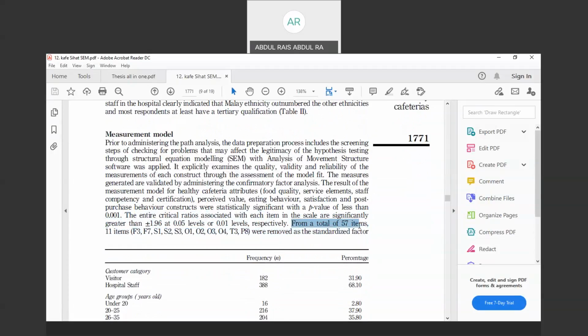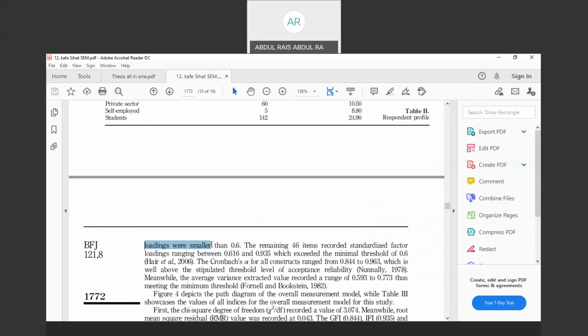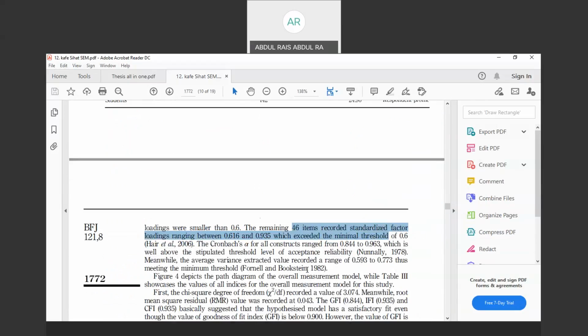From a total of 57 items, 11 were deleted due to standard loading factor being smaller than 0.6. The remaining 46 items were retained because the standard loading factor all fulfills the minimum threshold, and once we deleted the items, it says here the Cronbach alpha was at this level. Okay.